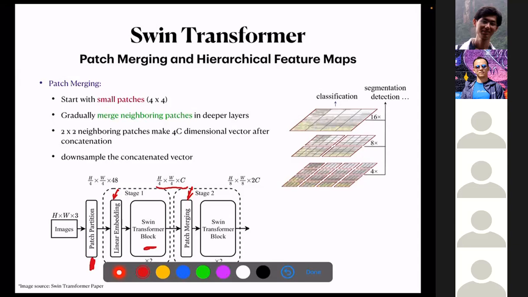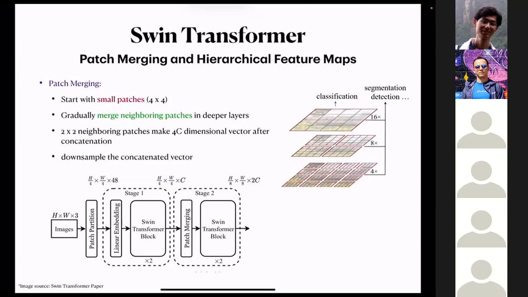Given the images, after the partitions, what is H over 4 times W over 4 times 48, and how is this dimensionality calculated? So every patch is 4-by-4. Now we don't have pixels, we have patches, right? The image is H over 4. Okay, got it. In a sense, 16 times 3 means 48. So we have those patches, and for each patch, we further do the linear embeddings.